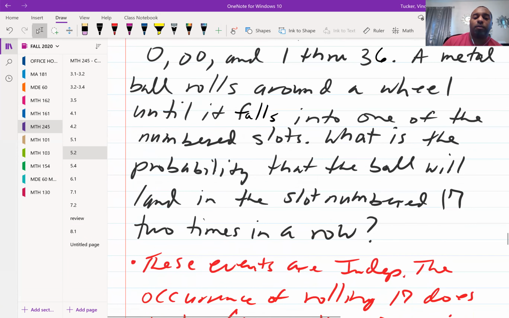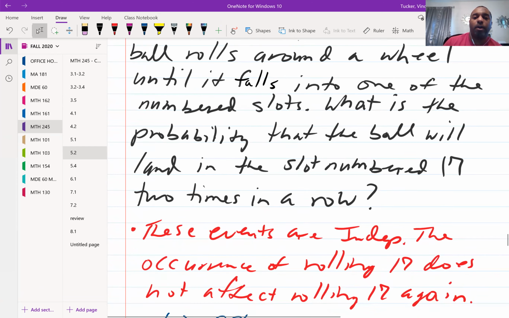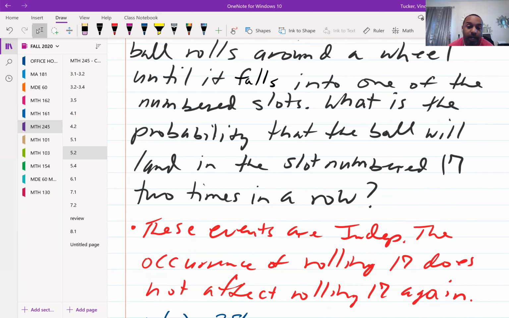All right, so first thing you want to do is establish, are these events independent or not? So these events are independent. The occurrence of rolling 17 does not affect the occurrence of rolling 17 again.